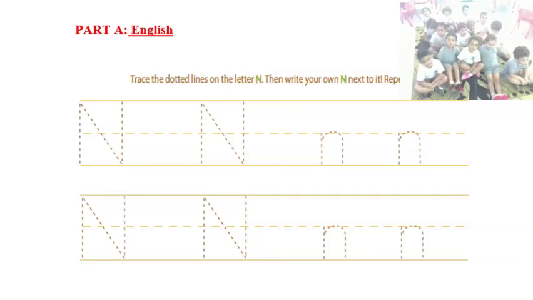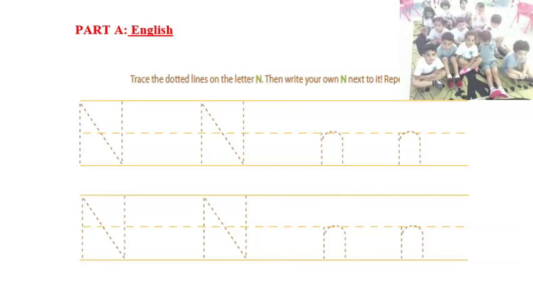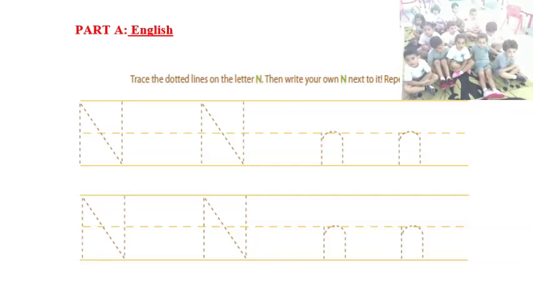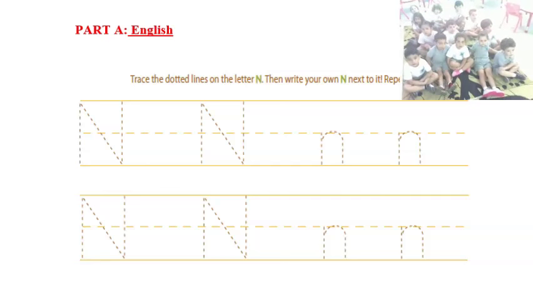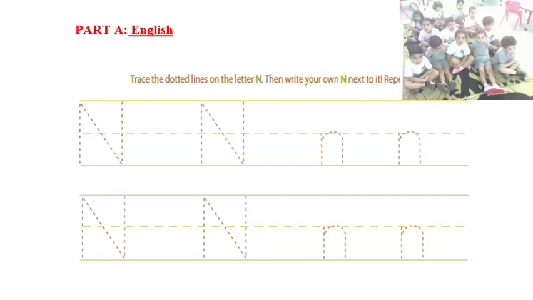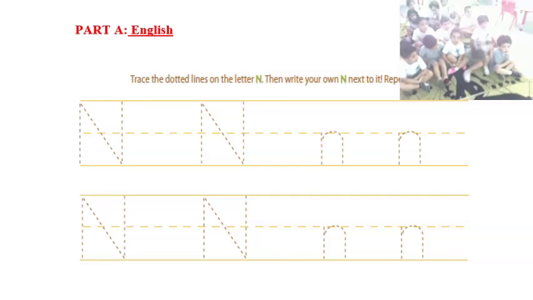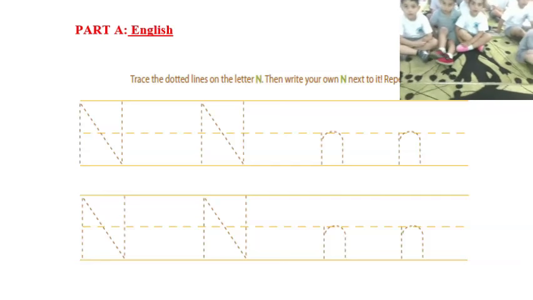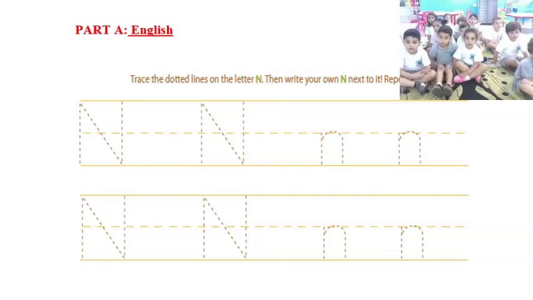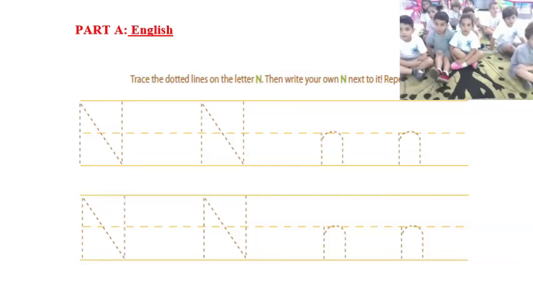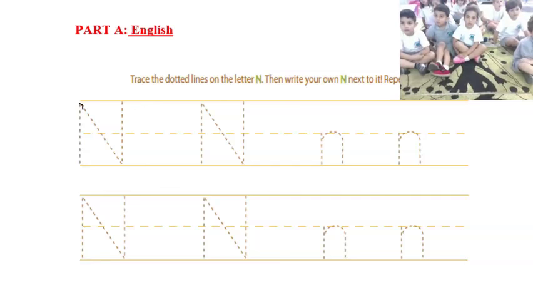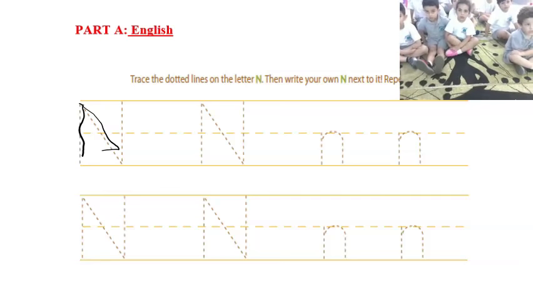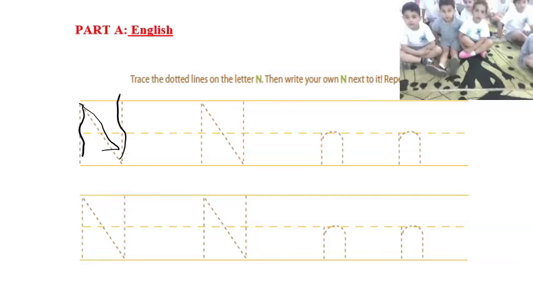We are going to start with writing letter N, okay? I'm going to pick one of you to come and trace letter N for me. Ren, can you come? Let's trace letter N. Okay, good. Look here. Good, Ren. Bravo. Clap for Ren.